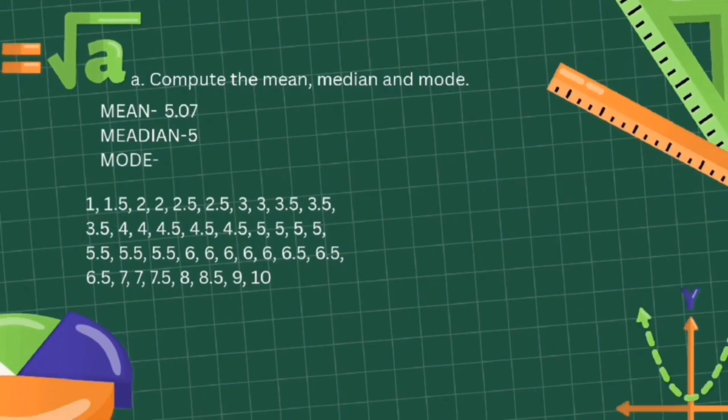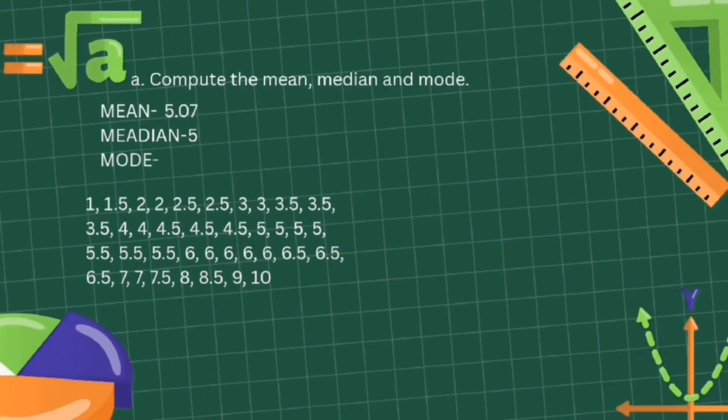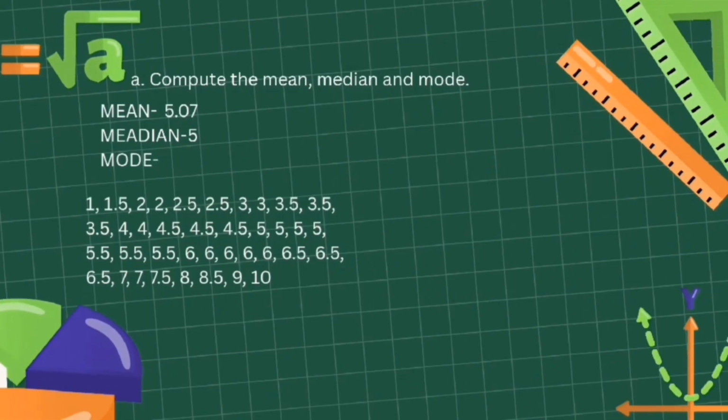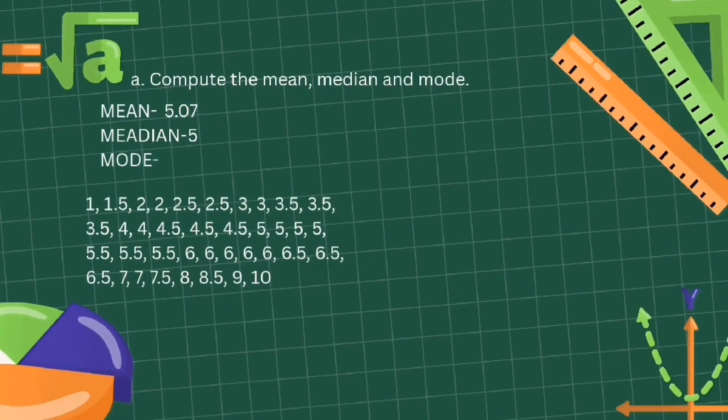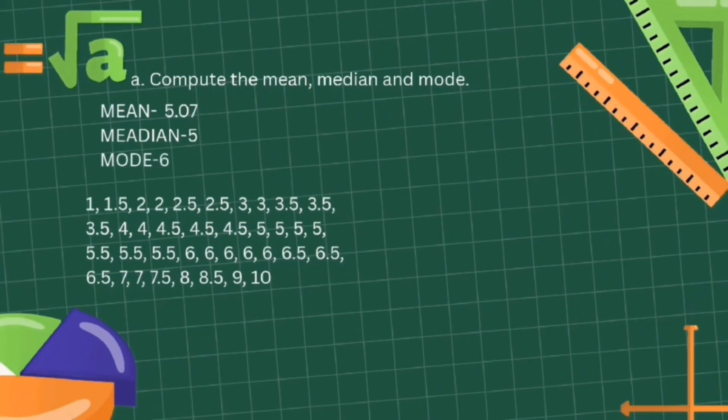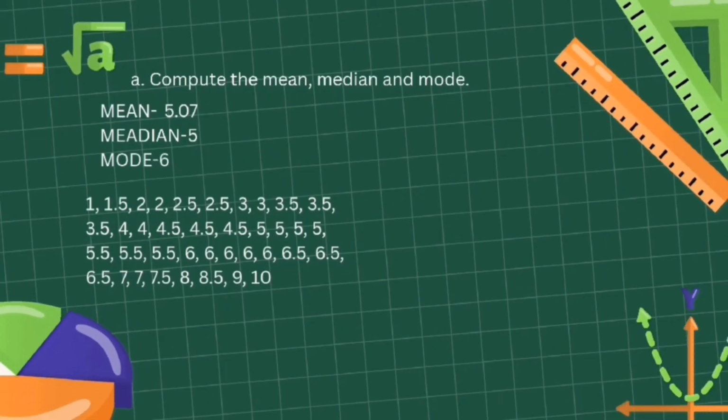Next is the mode, which is the value that appears most often. From the data, the value 6 appears the most, which is 5 times. Therefore, the mode is 6. This means 6 is the most common value in the data set.